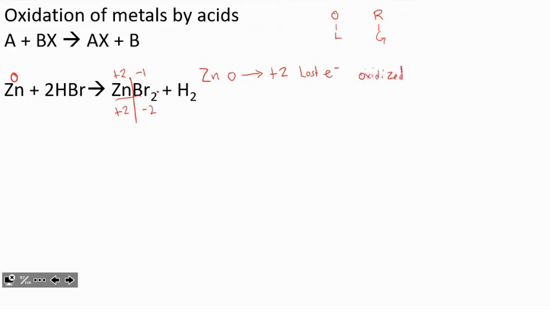All right, let's see what happened with our bromine and our hydrogen here. Over here, if we look at bromine, that is a -1. That means that our hydrogen has to be a +1. So we went from a +1 to a 0 over here. So our hydrogen went from a +1 to a 0, which means it gained an electron because it became more negative. So that means that it was reduced.